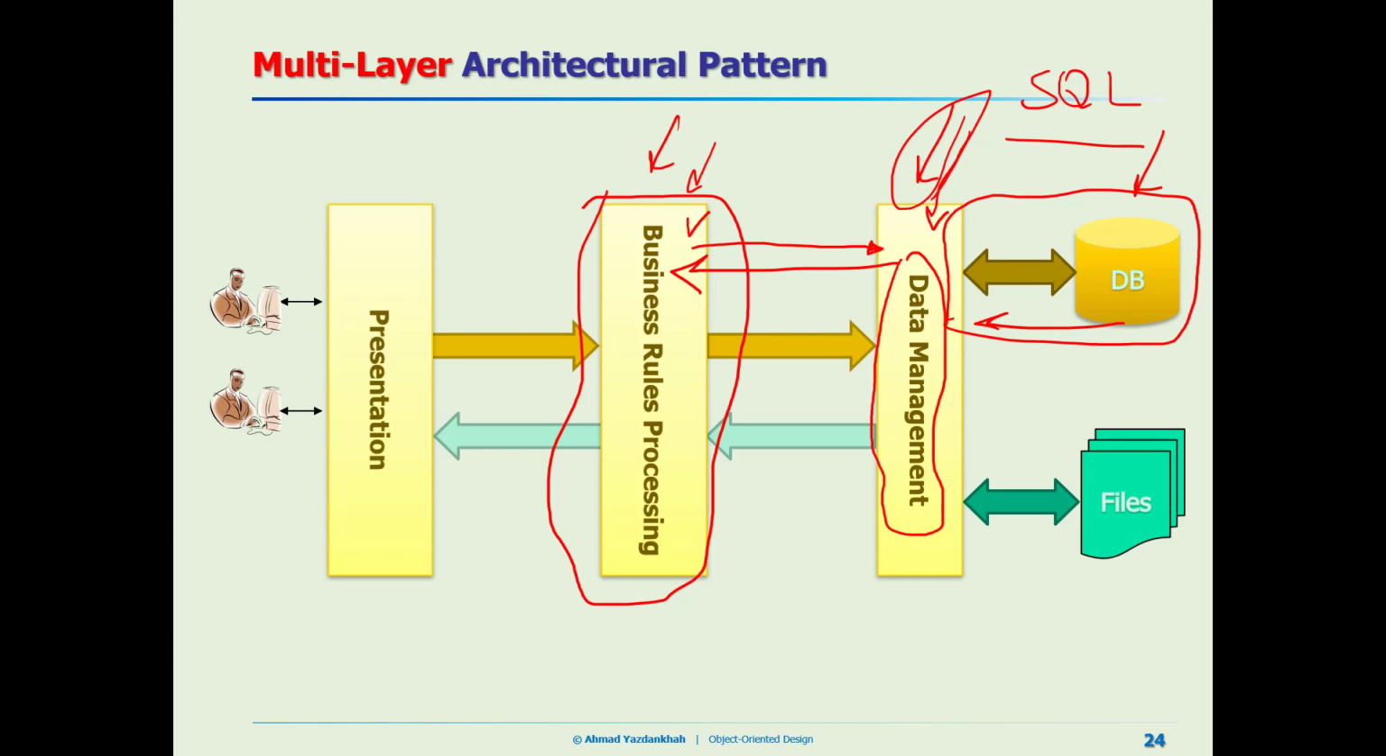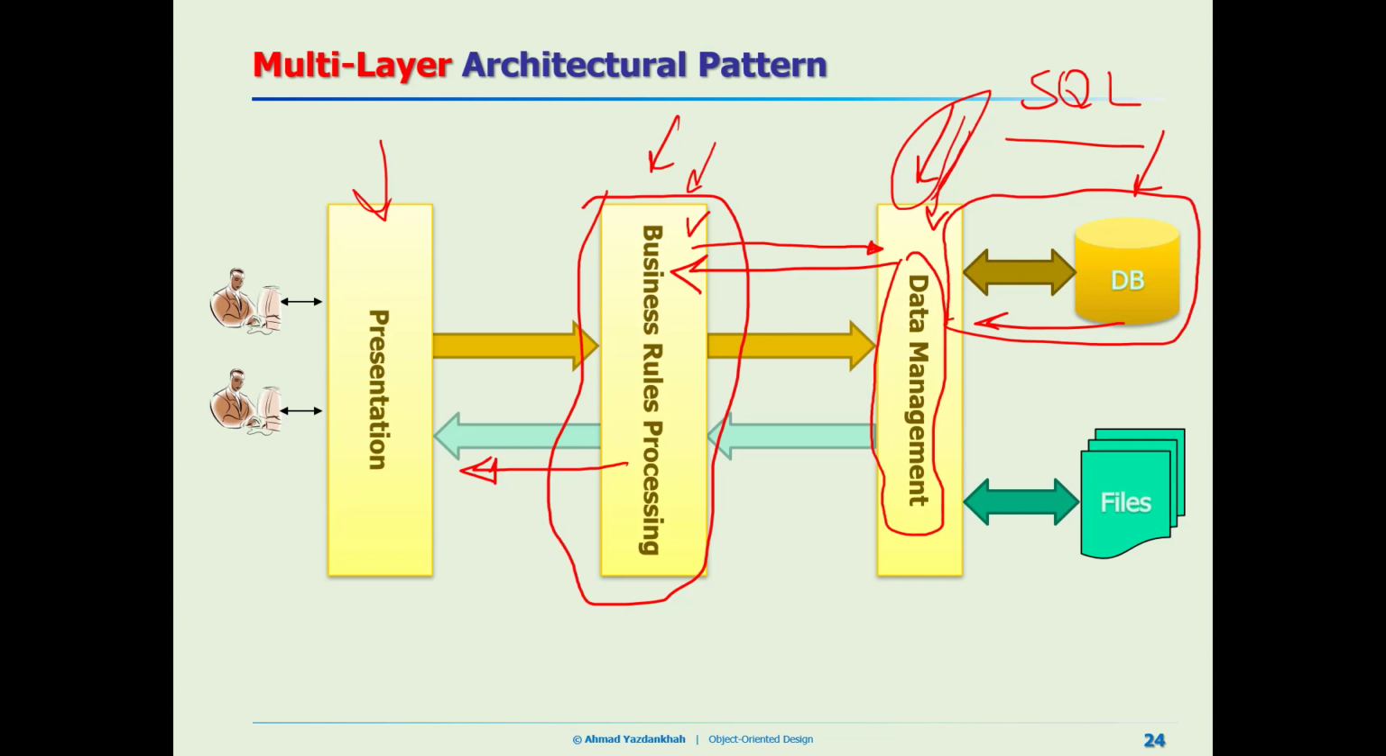All right. And then what would happen? The business rule processing layer sends the data to the presentation layer, and the presentation layer's job is just to create the GUI, update the GUI, and give the users the ability to communicate with the application. So this is the multi-layer architectural pattern in a very high-level description that I gave you.